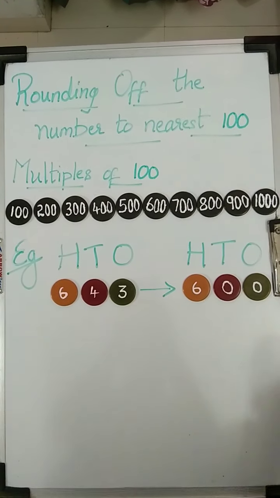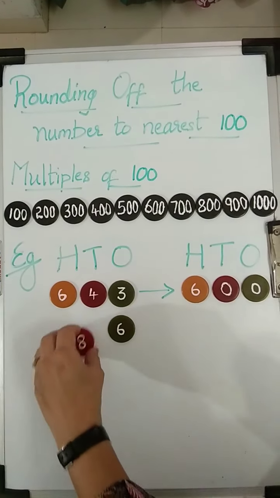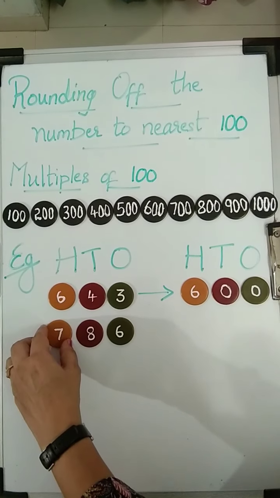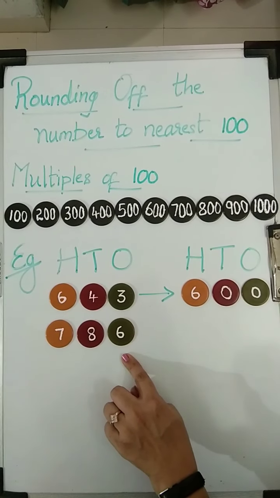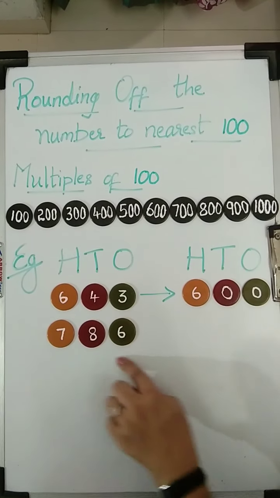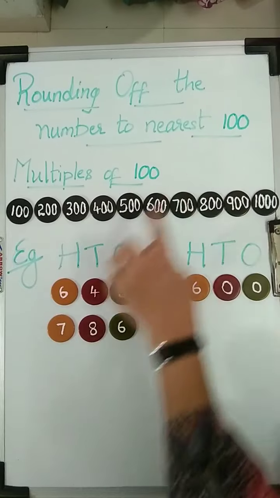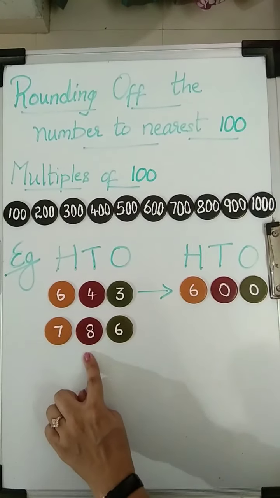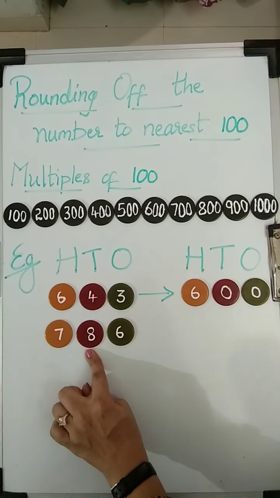Now let us take a second example. So I am placing a 6 in the ones place, an 8 in the tens place and a 7 in the hundreds place. So what is the number formed? 786. So now we need to find where does this number lie? The number lies between 700 and 800. So as we are doing nearest hundreds, we need to check the tens place. So what is the digit in the tens place? It is 8.